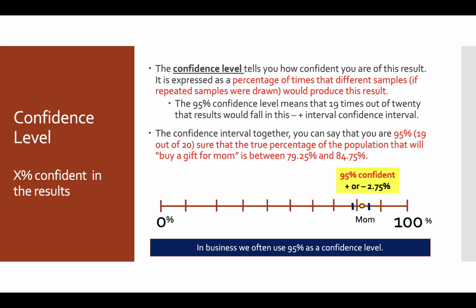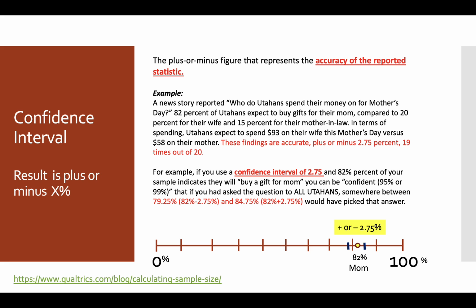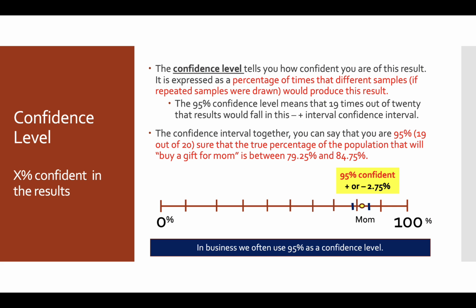Now let's talk about the confidence level. The confidence level tells you how confident you are in this result, and it's usually given as a percentage as opposed to a numeric number. So in this case, if we want to be at a 95% level, that 19 out of 20 times the answer would fall within this plus or minus confidence interval. So together, the confidence interval and level let you say 95% is the true population that will buy a gift for mom.